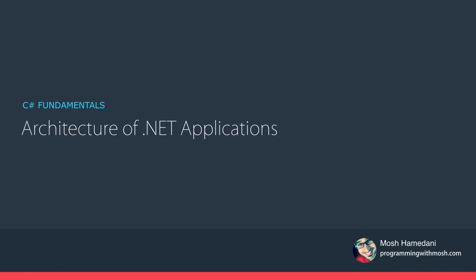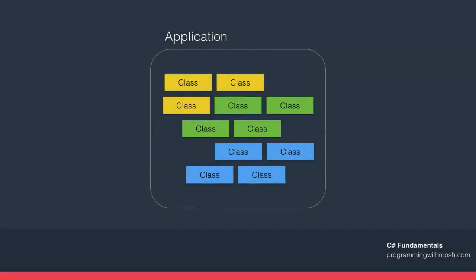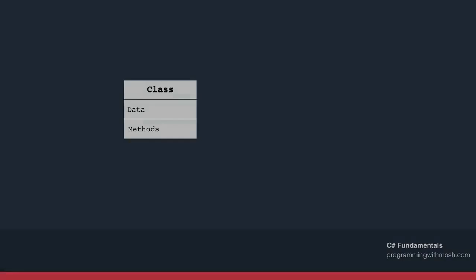Okay, now let's learn about the architecture of .NET applications. At a very high level, when you build an application with C#, your application consists of building blocks called classes. These classes collaborate with each other at runtime, and as a result, the application provides some functionality.